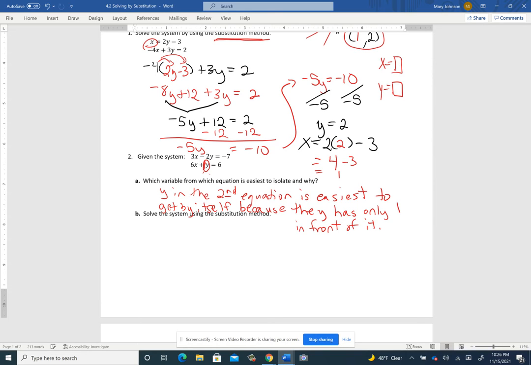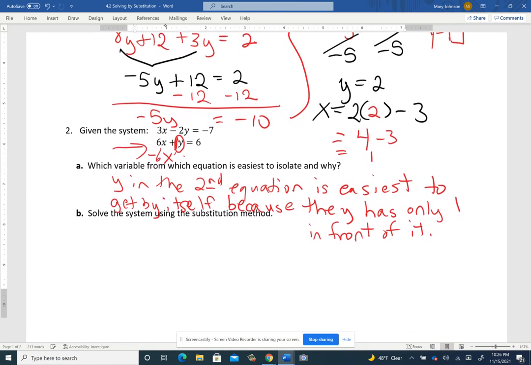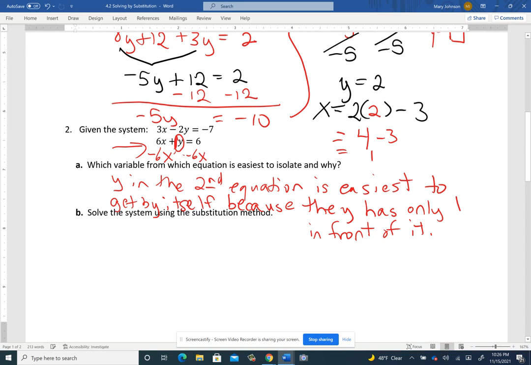All right, now the problem says to go on and solve using the substitution method. So what I'm going to do is take that second equation and get that y by itself by moving that 6x out of the way. Make that a little bigger. So I'm going to subtract that 6x from both sides. So the equation is going to become y equals negative 6x plus 6.